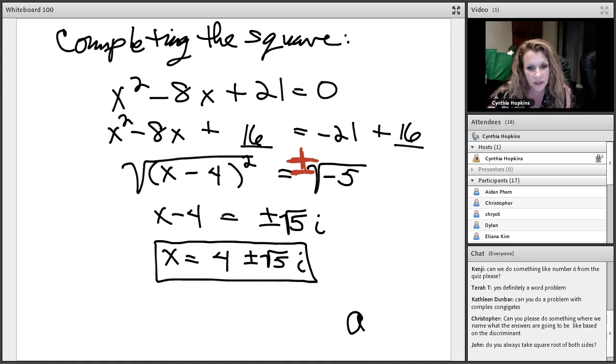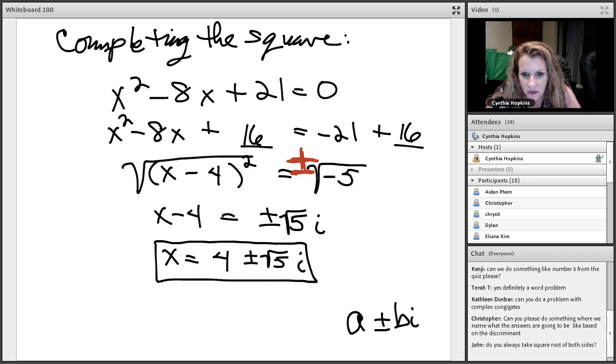So I'm emphasizing by writing my answers like this, that I'm writing my complex conjugates. I'm going to write the plus or minus in a plus or minus bi form, where they're two separate terms, and the b is in front of the i, even though it's a radical. Okay, so those are your two answers, and I solved that by completing the square.